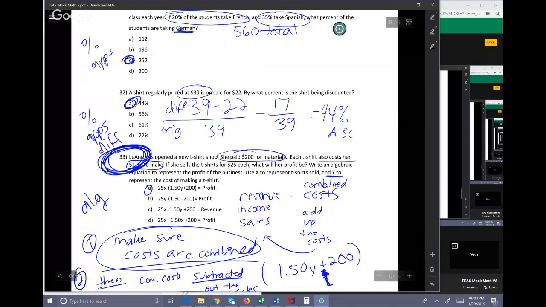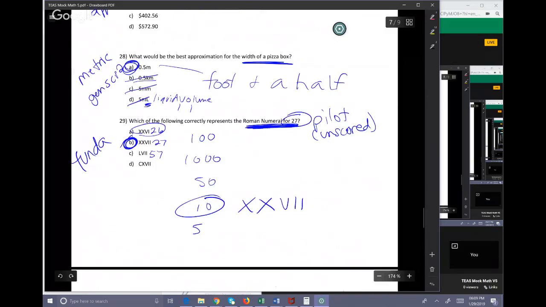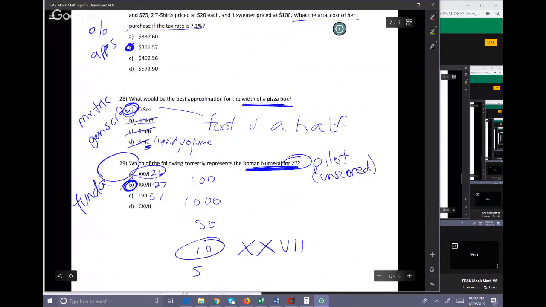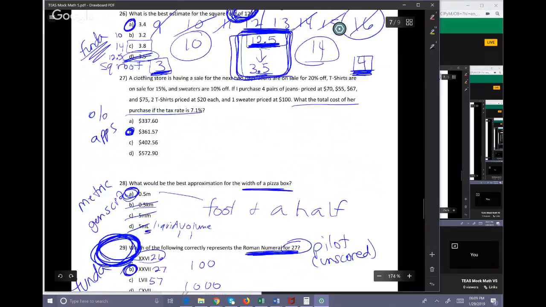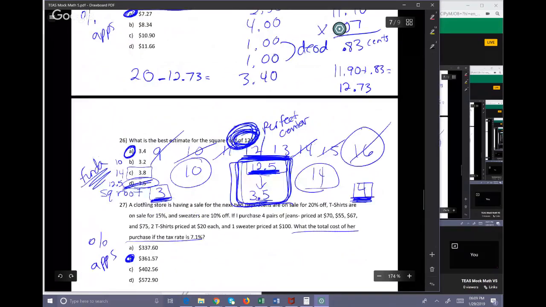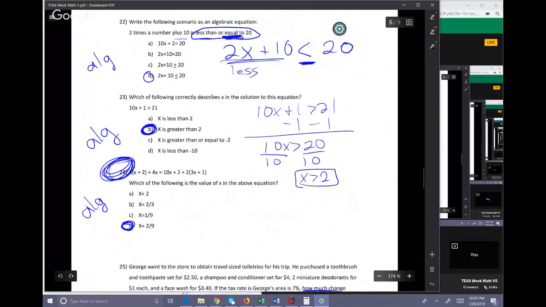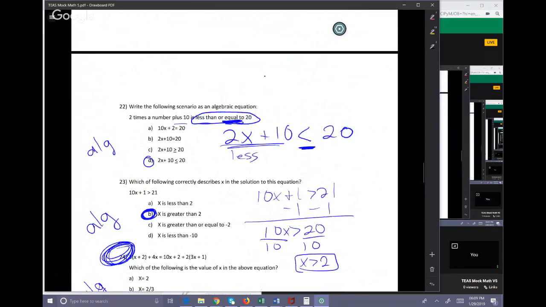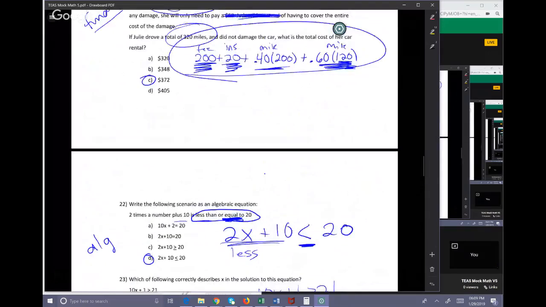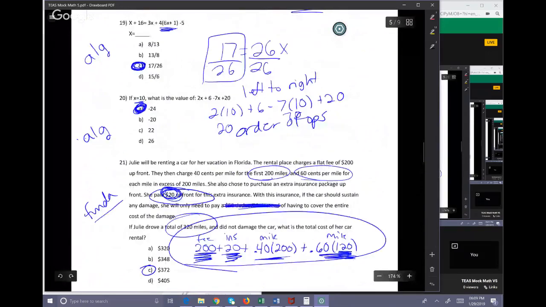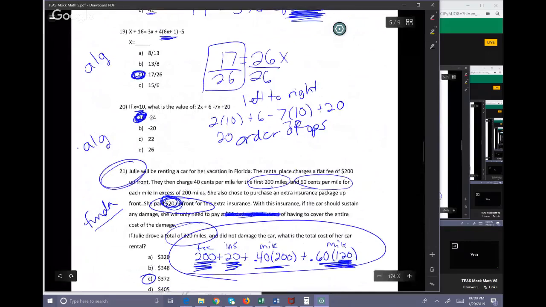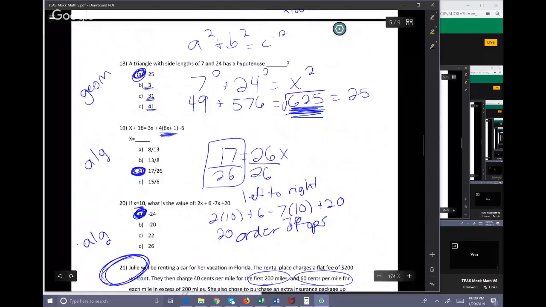33 was extra advanced. 29 would be extra advanced because it's a skill we don't cover as much. Let's see. So 33, 29, 24 was pretty hard, which I already had circled. 21 is kind of a little extra hard. It's not super hard, but there was extra info, which makes it a little harder.